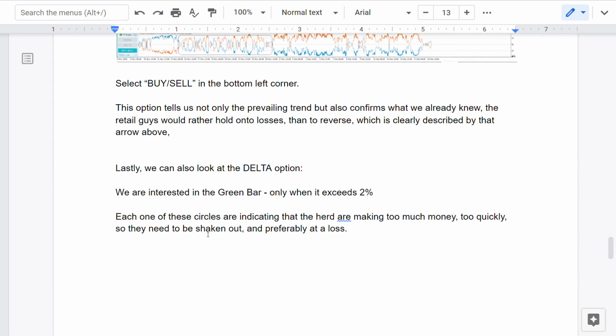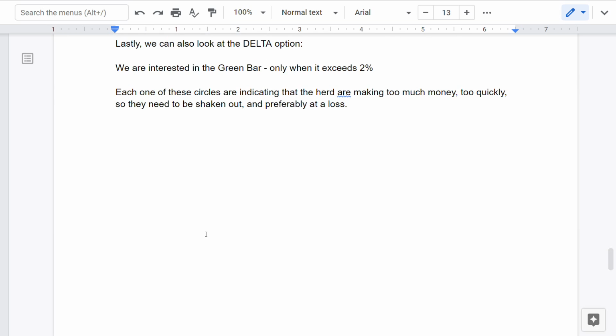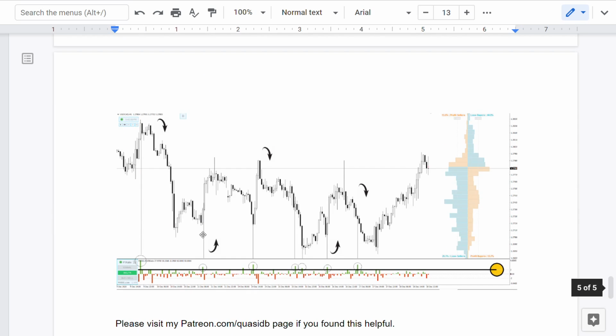Lastly, we can look at the delta option, and we're only really interested in the green bar when it exceeds 2%. So each one of these circles are indicating that the herd are making too much money too quickly, so they need to be shaken out, and preferably at a loss. So it's just, again, the third option of the three. By default, I just have the signal. It's really, really cool. But the delta is quite handy because it tells you the spikes, and anything above 2%, which are marked on this orange circle, then that'd be like alarm bells. And we can see how we see reversals whenever they're making too much money.